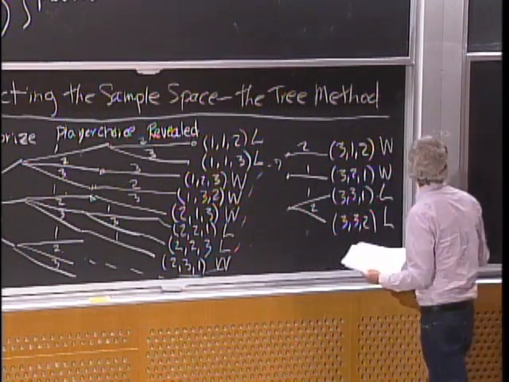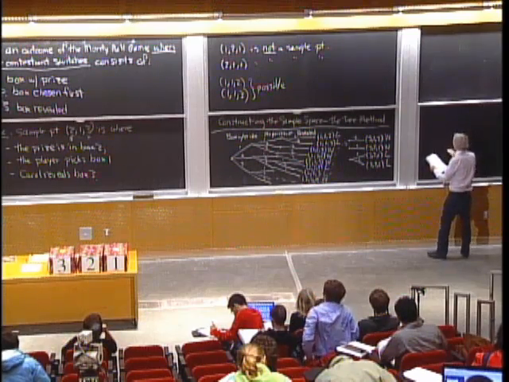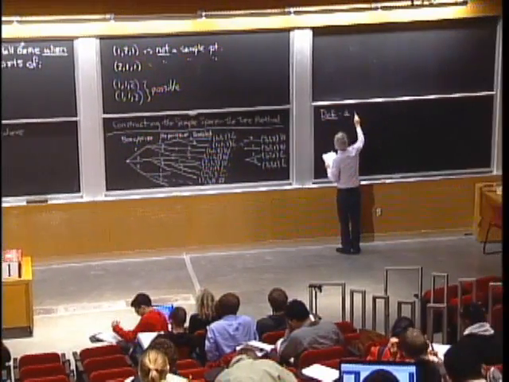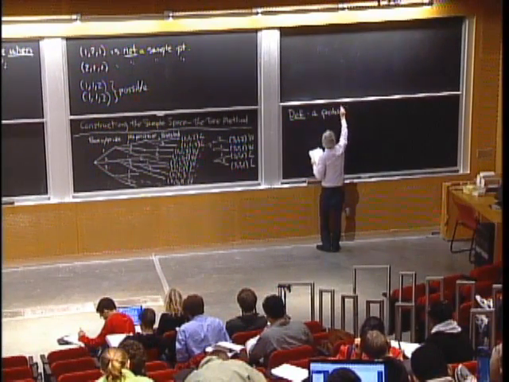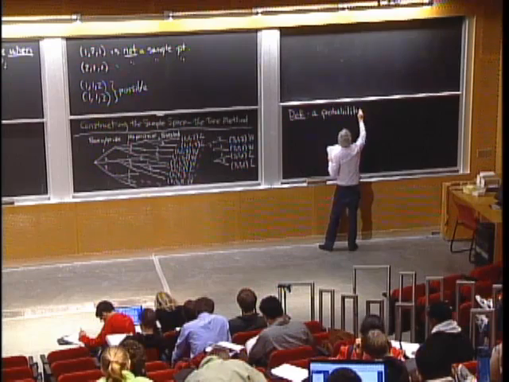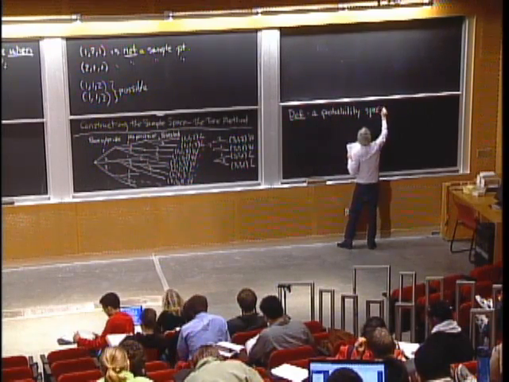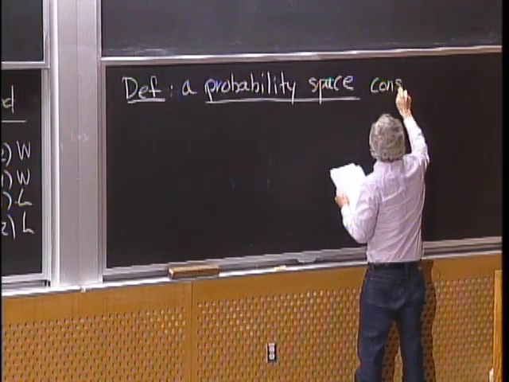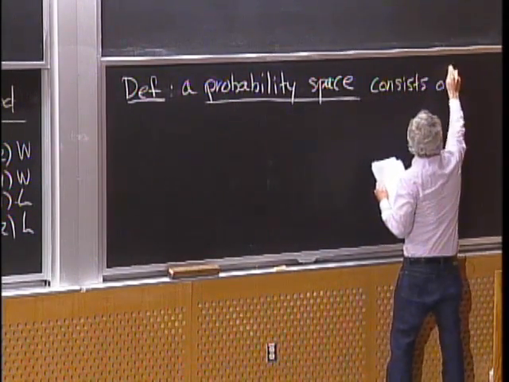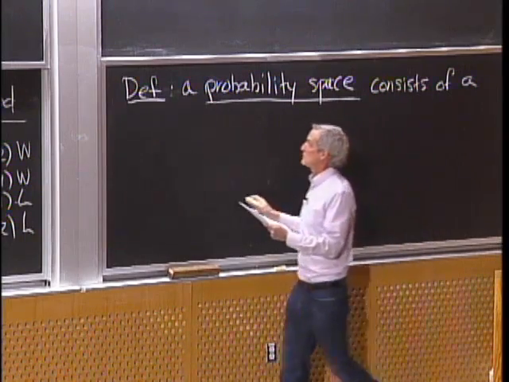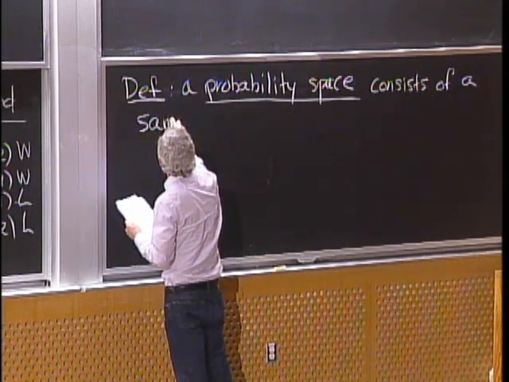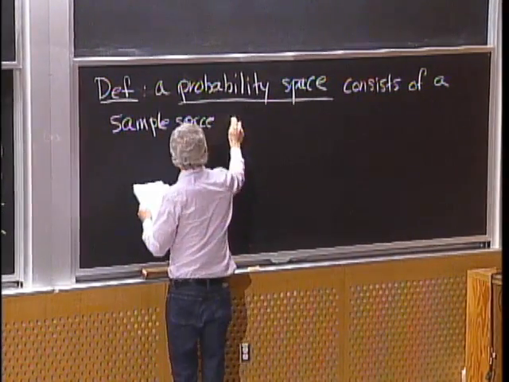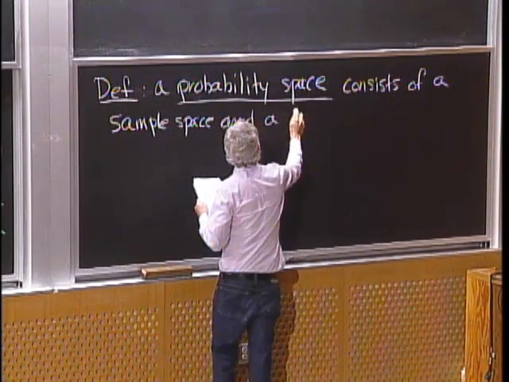All right, in fact, what we need to do is to construct the probability space. So let's define that. The probability space consists of a sample space, which we've already talked about. That's just all the outcomes. And a probability function.